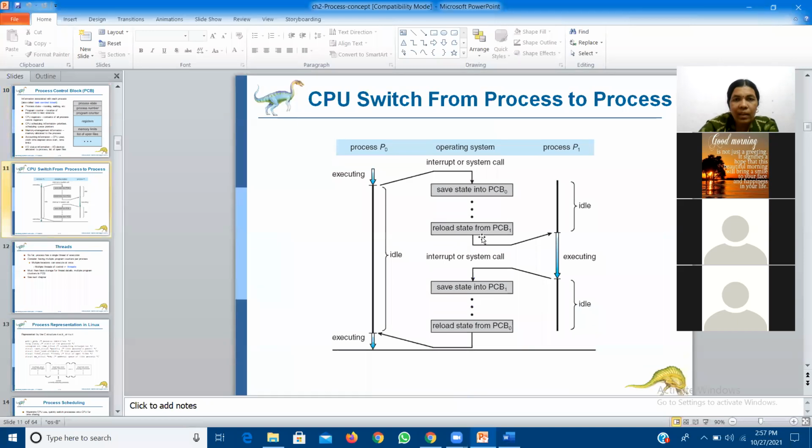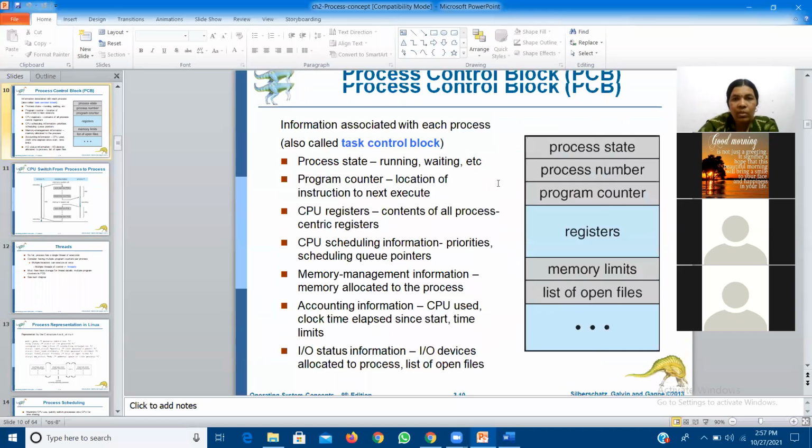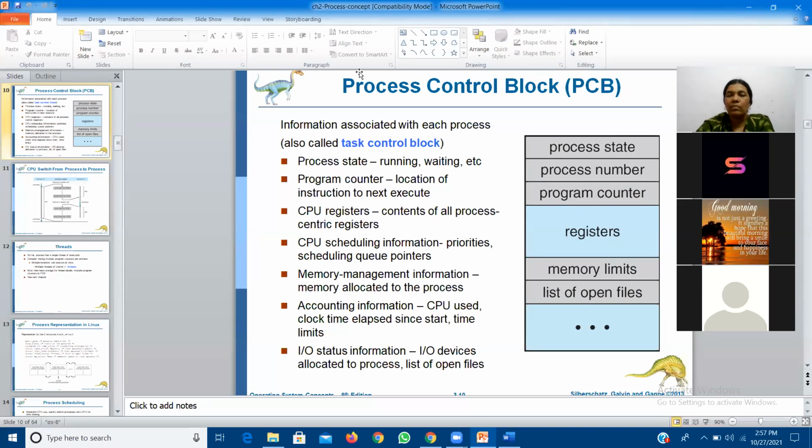Okay, this is about process control block. So each process has its own PCB. Any doubt, students? Yes, students, are you listening to me? Any doubt? I said that each process has a separate PCB.